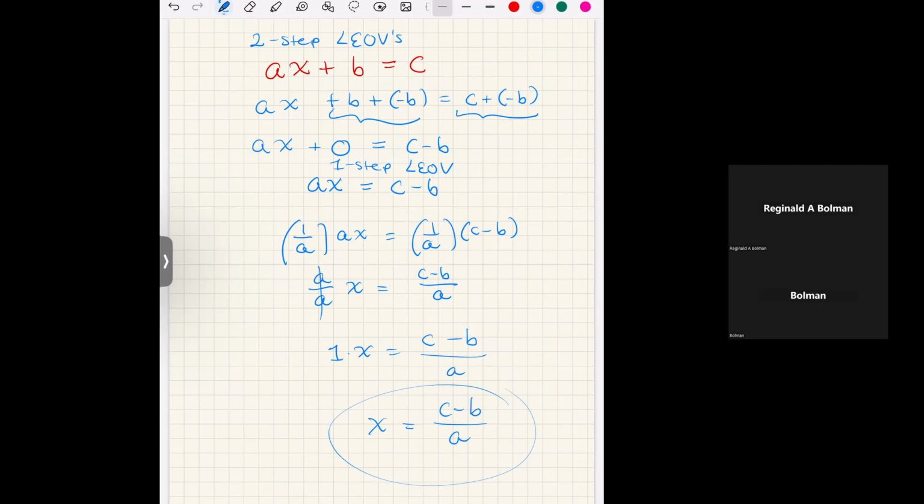You first start by removing the b value that's in front of your ax term by adding the additive inverse of b to both sides. That then allows you to isolate your ax, and then, of course, you could use your multiplicative inverse on both sides of your equation to solve for x.